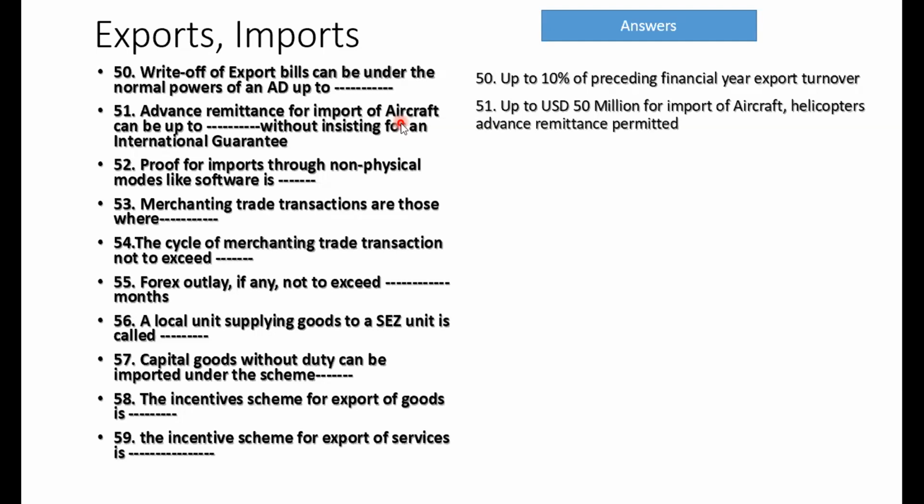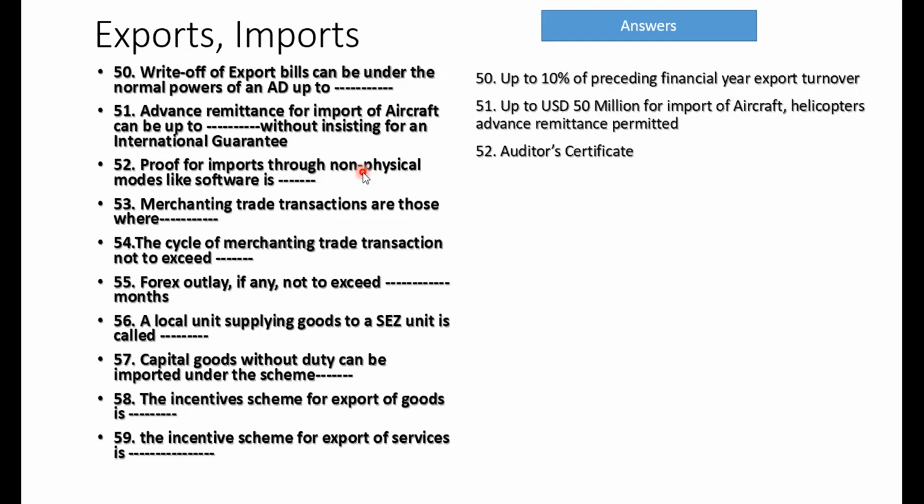And proof of import for non-physical imports. Supposing some goods have come. For other goods, bill of entry. Remember, for other goods, the proof that goods have been imported in India is bill of entry. Remember the word bill of entry. Suppose the goods are going out of India, what is the proof they will ask? Shipping bill.